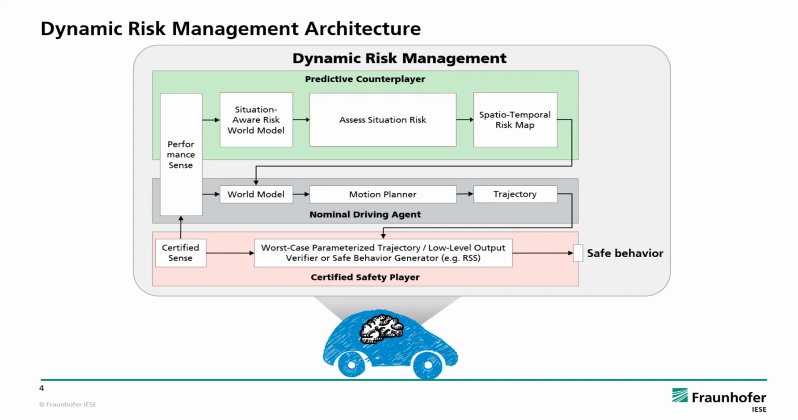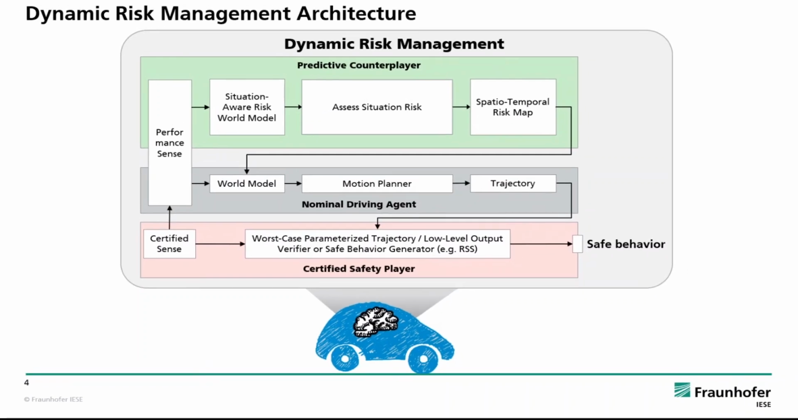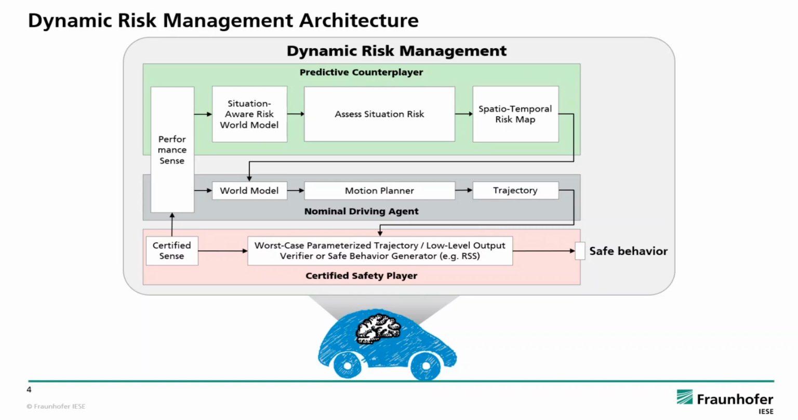And how can this be done? We are in particular looking at the situation around the ego vehicle and trying to infer the likelihood of the behaviors of other vehicles. And we are transforming that into an output, a spatiotemporal risk map that acts as a planning space constrainer for our nominal driving agent. So in an ideal case, the nominal driving agent does not actually know why it is producing a trajectory, because the world model has been constrained so that situations that might be safety critical in the end are not reached in the first place.